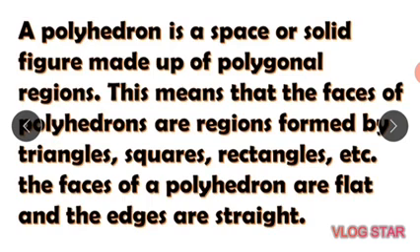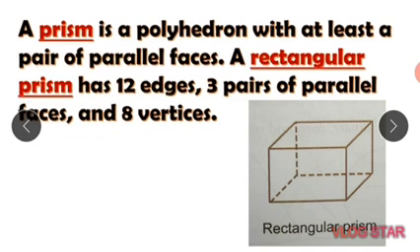Any solid figure or space figure that has a curved surface is not a polyhedron because a polyhedron is made up of polygonal regions and a circle is not a polygon. This means that the faces of polyhedrons are regions formed by triangles, squares, rectangles, etc. The faces of a polyhedron are flat and the edges are straight, no curved lines or circles. So, the first example of a polyhedron is a prism.